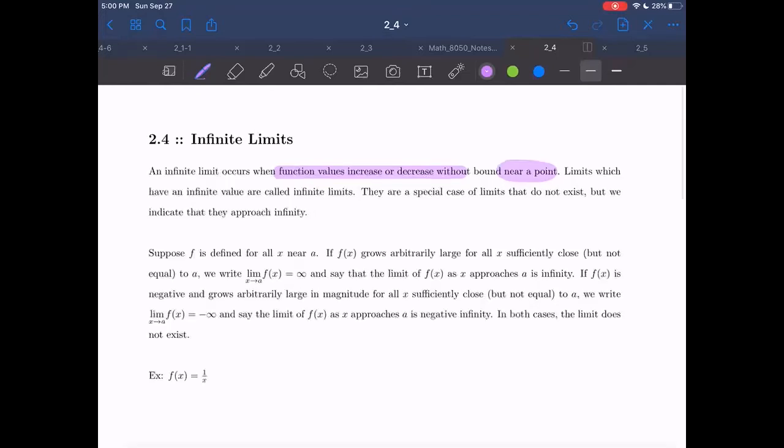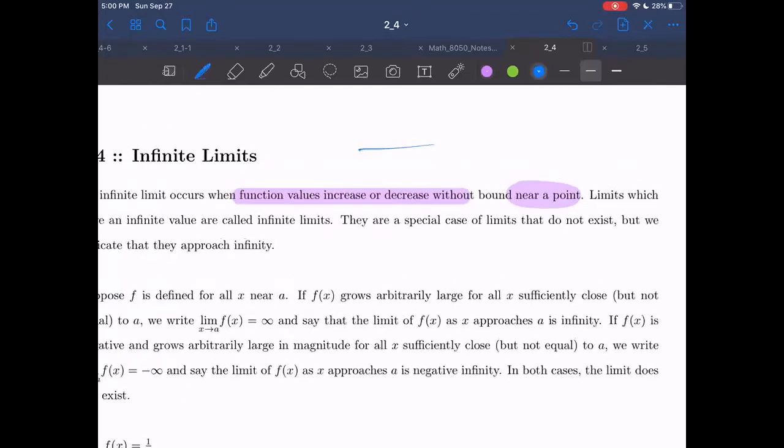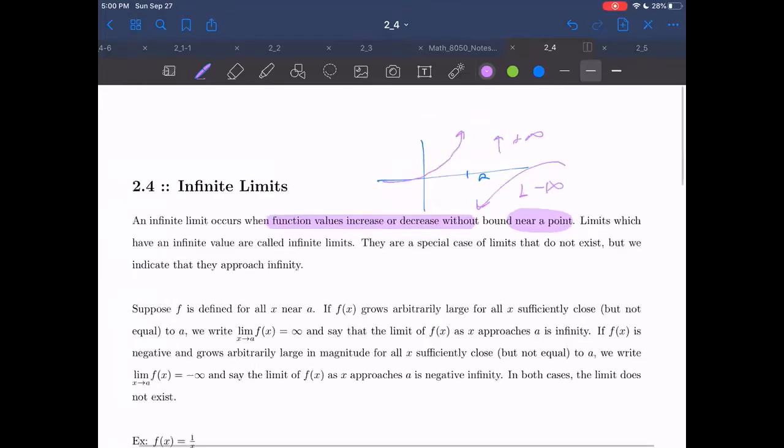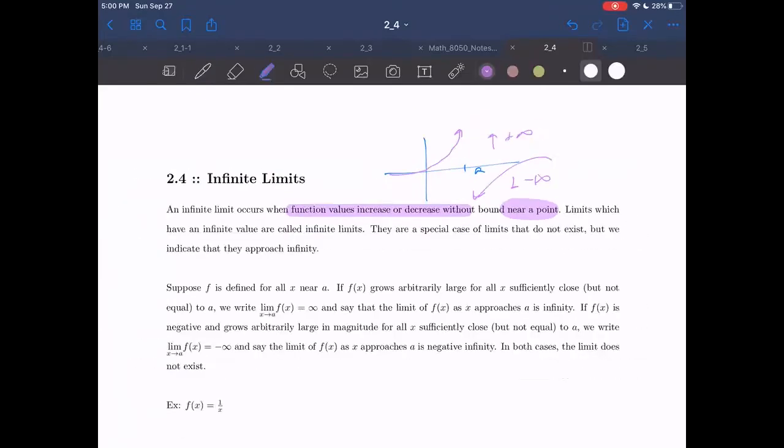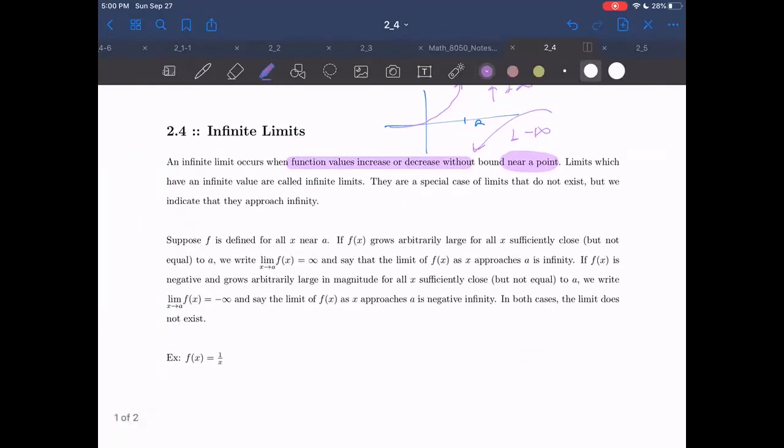So what that means is, if we've got a point a here, our function either gets really, really big at that point or really, really small at that point, meaning it either goes off towards positive infinity or it goes down towards negative infinity. That's what we call an infinite limit. These are special cases of limits that don't exist, but we indicate that they approach either negative or positive infinity.